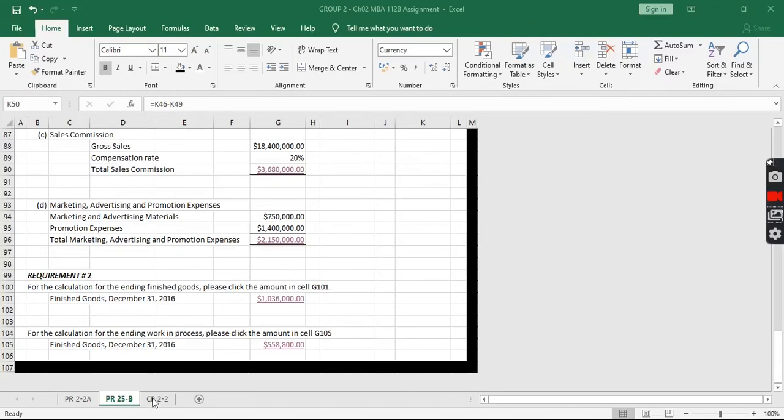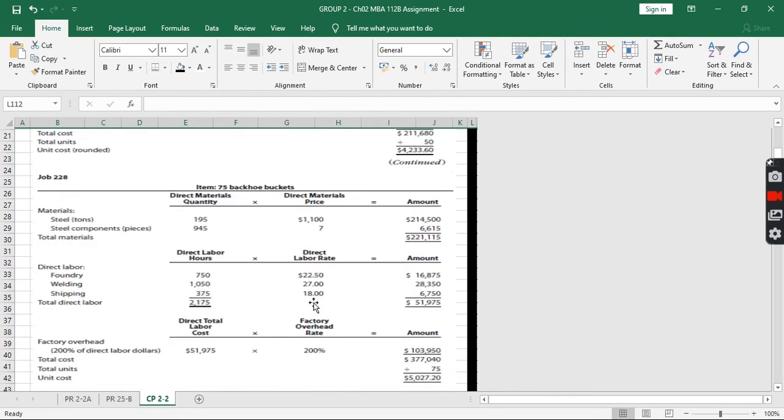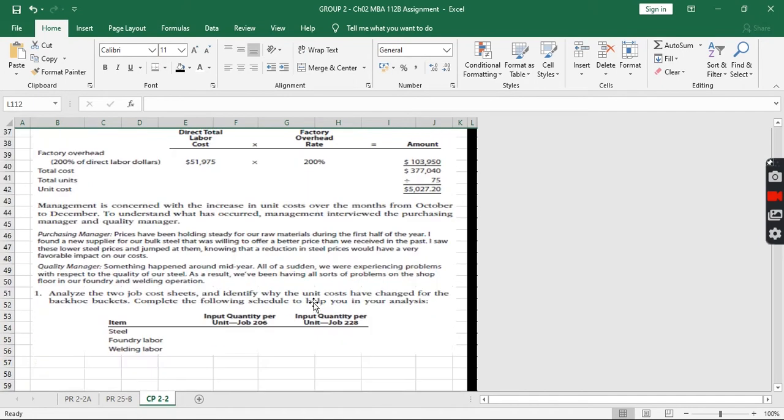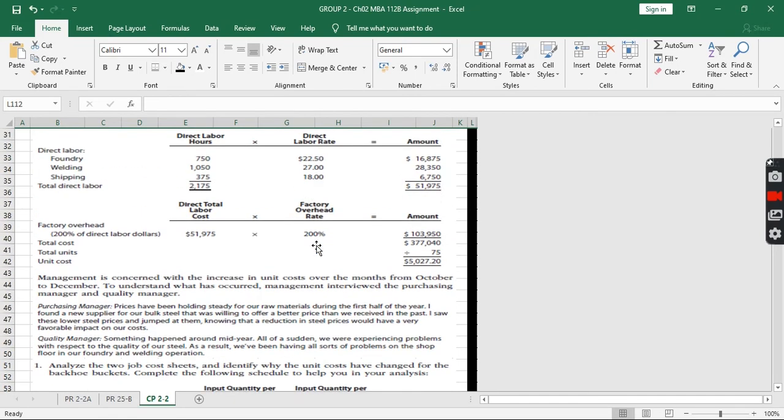Last problem given to us with the reporters, which is CP2-2. So it's actually a case. It's for job order decision making and rate deficiencies. Let's go to our requirement for this problem, which is to analyze the two job cost sheets and identify where the unit costs have changed for the backhoe buckets by completing this table, and to interpret what has happened in light of the analysis and the interviews.